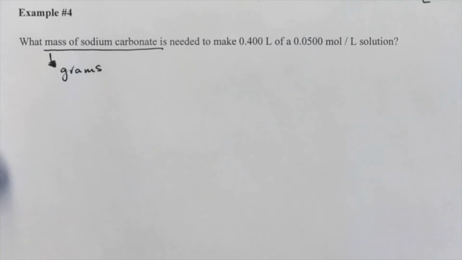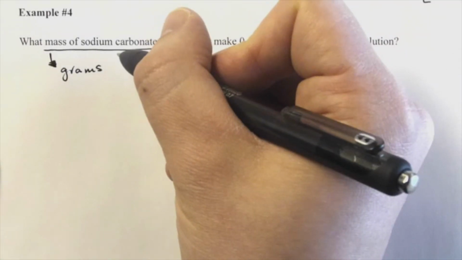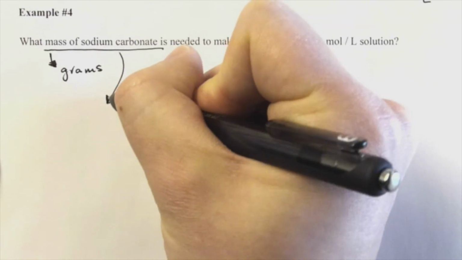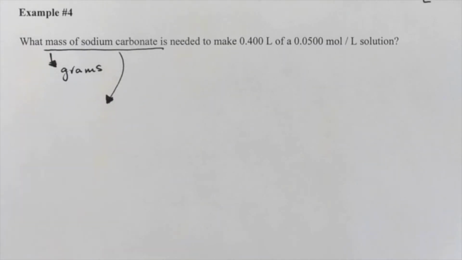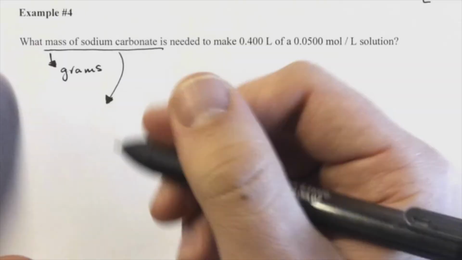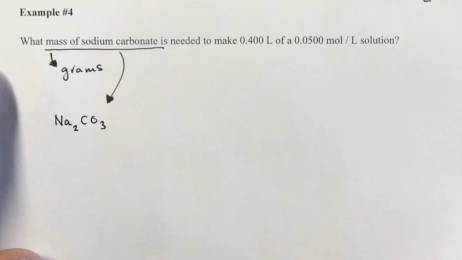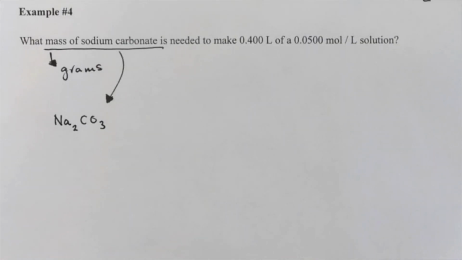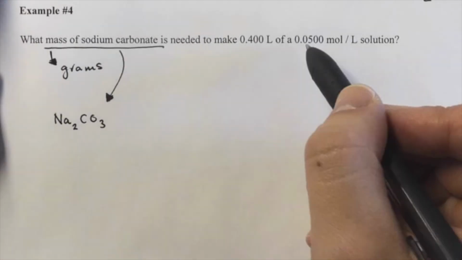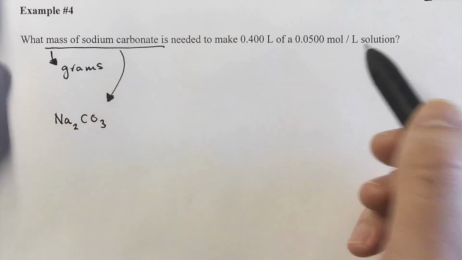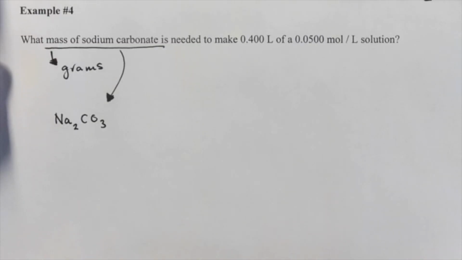So we should probably start out by figuring out what sodium carbonate is. What is its chemical formula? You should be able to do this at this point, so I'm not going to spend time going over how to find the formula for sodium carbonate. Hopefully you have your data booklet with you, but sodium carbonate looks like that. There's sodium carbonate. And we need to make a 0.0500 molar solution of sodium carbonate.